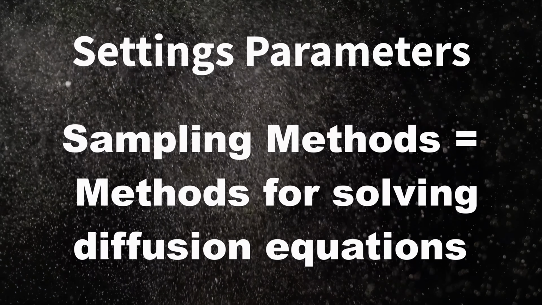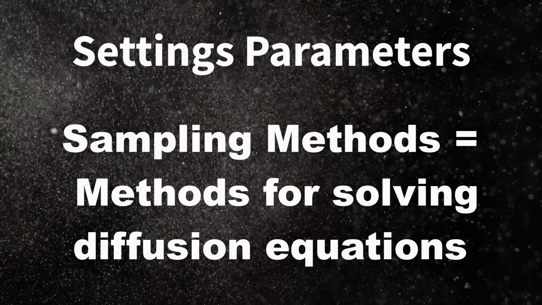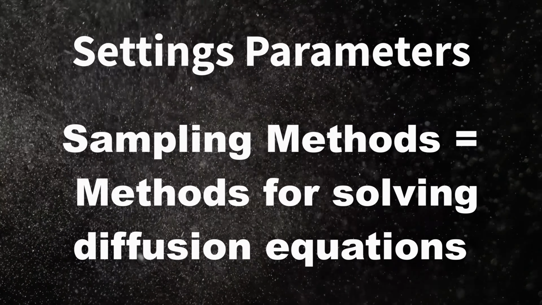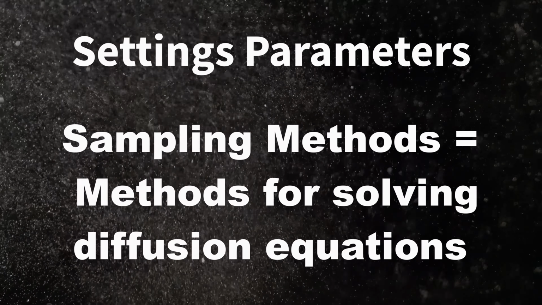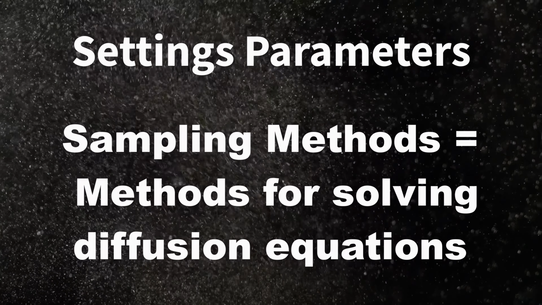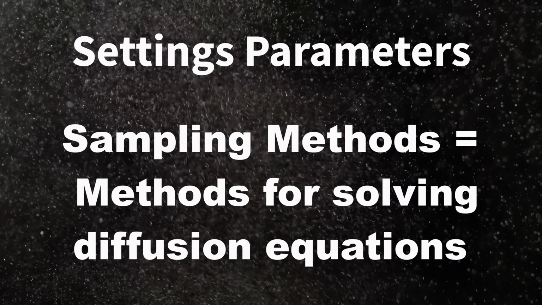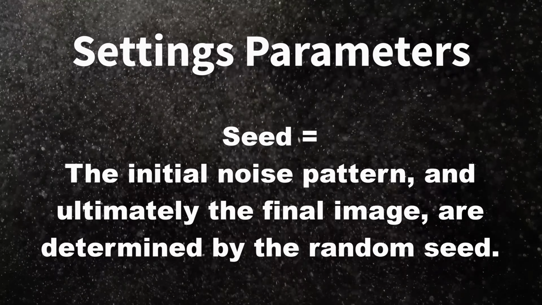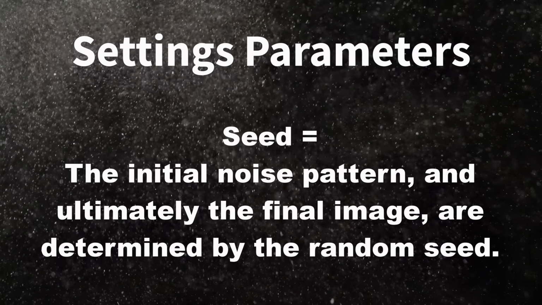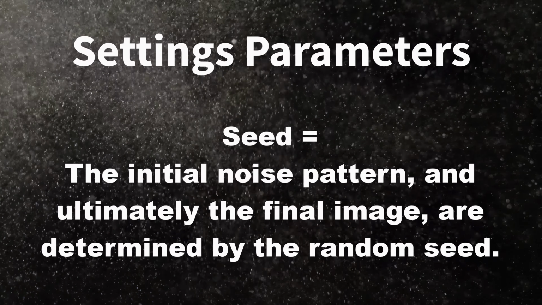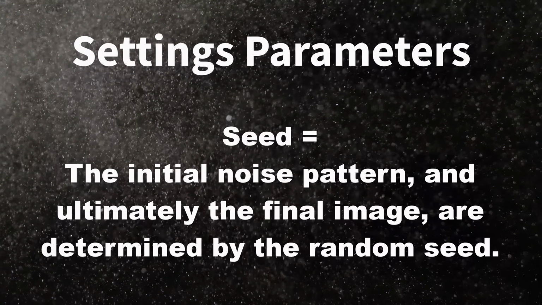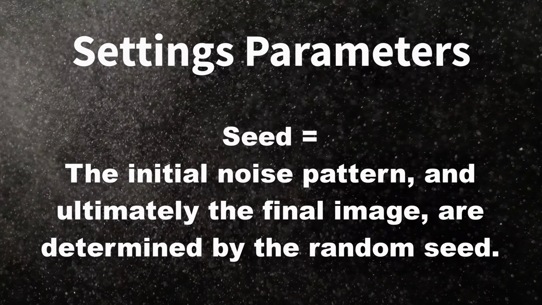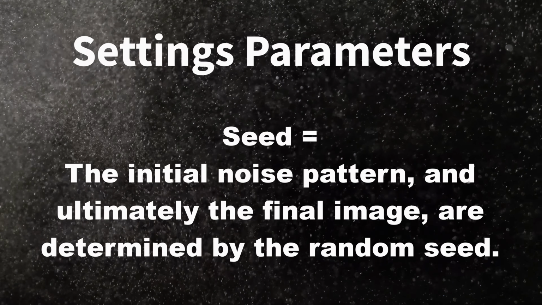Sampling methods. There are several sampling methods available, and the method you choose will depend on the graphical user interface, GUI, you are working with. Essentially, these methods are just different ways of solving diffusion equations. Seed. The initial noise pattern, and ultimately the final image, are determined by the random seed. On the other hand, fixing it would result in the same images in each new generation.